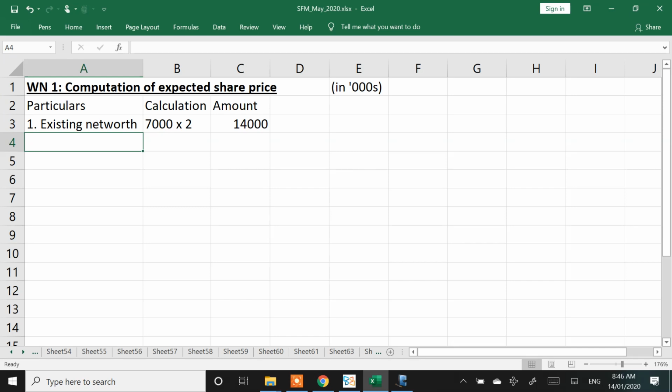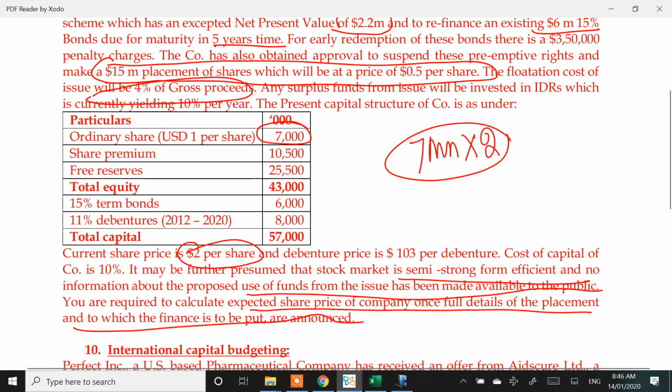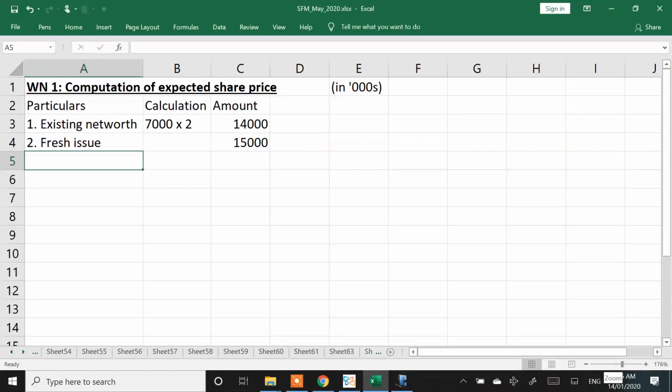How much is the fresh issue I'm making? 15 million, 15,000 thousand. This will lead to a net worth improvement. Fresh issue 15 million. But to make this fresh issue, I have to incur some cost. What's the cost? 4%, less flotation cost.